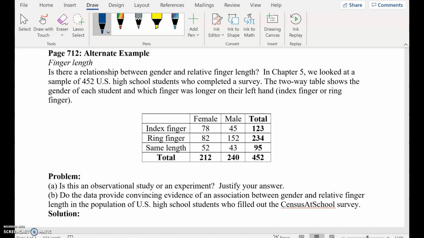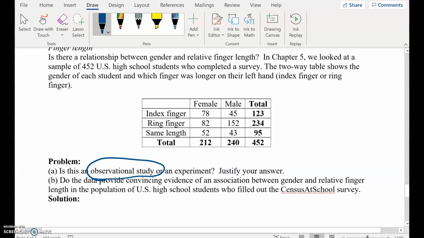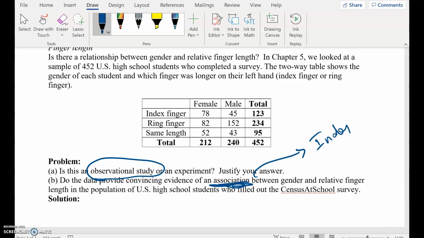Okay. Well, since there are no treatments assigned, this will be an observation. And I know for a fact there'll be a question on the College Now exam: observation versus experiment. Do the data provide convincing evidence of, and here we go, association. So association is going to be independence.